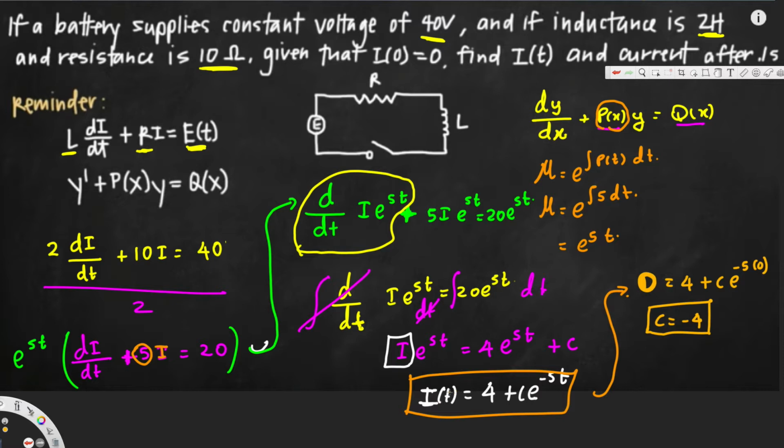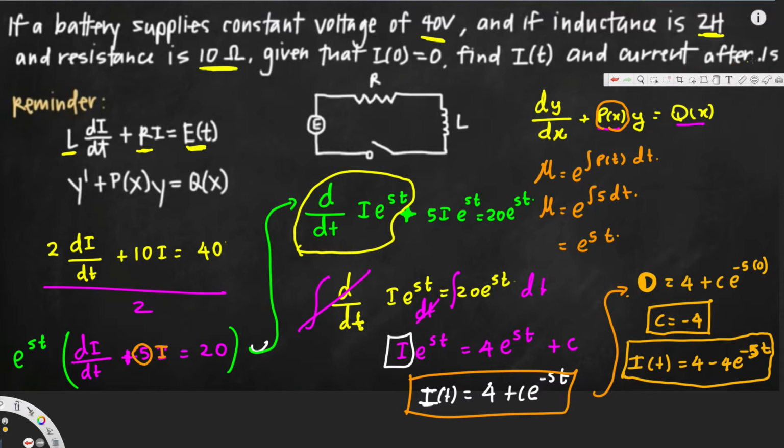Now after we find out the constant, we are going to plug it back in this equation. So I of t is going to be 4 minus 4 e power negative 5t. Okay, so this is the particular solution of this differential equation. And if you want to find out what is the current after 0.1 second, you have to just plug in 0.1 instead of this t, and that's going to give us the current.